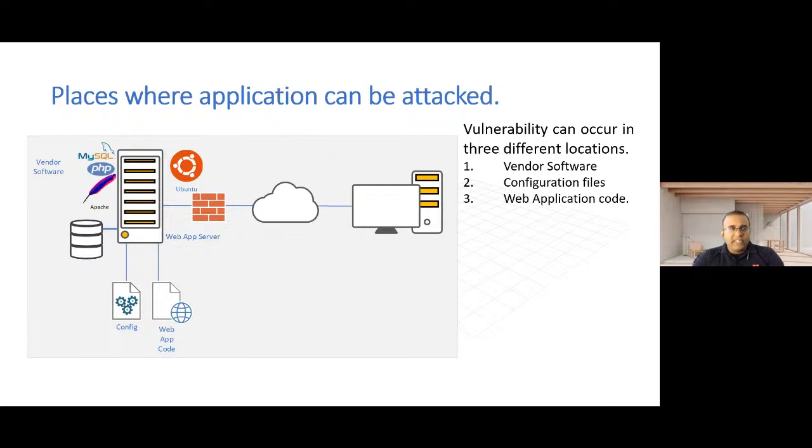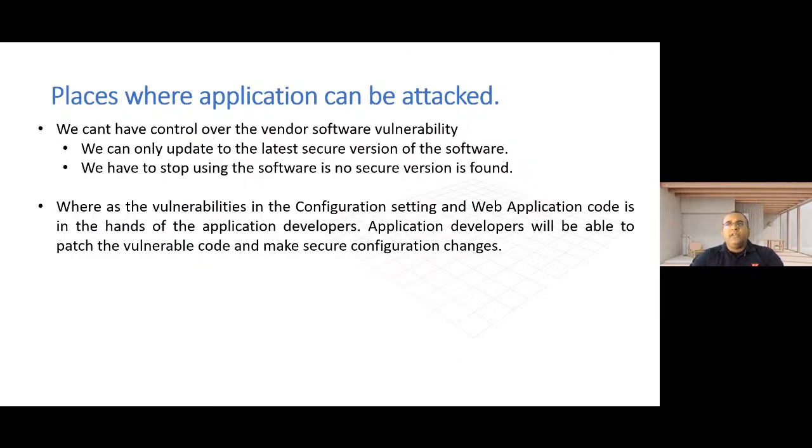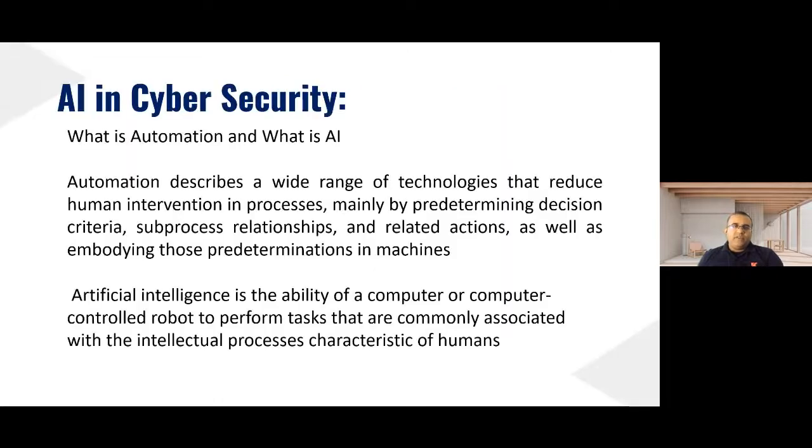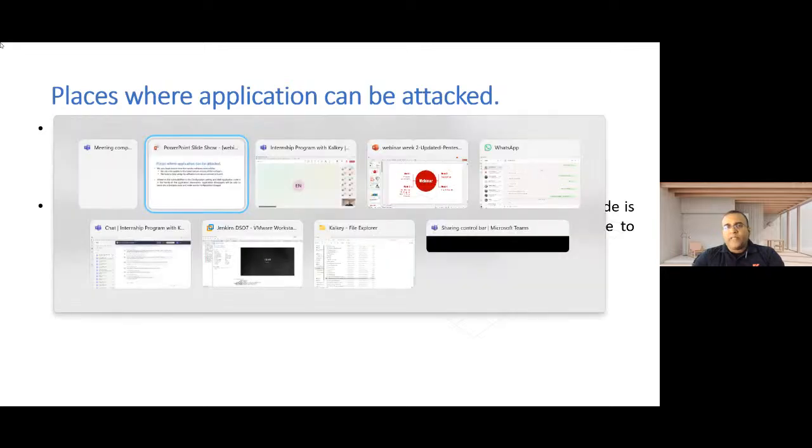And finally is the most common thing, the web application code. This is where developers introduce vulnerabilities using their poor coding practices, right? So for us as a pen tester, as a security team, vendor software vulnerability is something you don't have much control over. There are two things you can do. One is to update the server software and move on, or stop using that vulnerable software altogether. Whereas configuration settings and web application code are in the developer's hands. You can look at the vulnerability and make changes to the settings or code to make them secure, right? That is what I do in my day-to-day job.